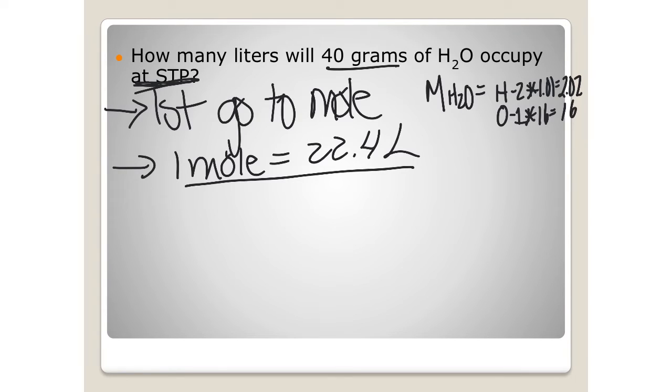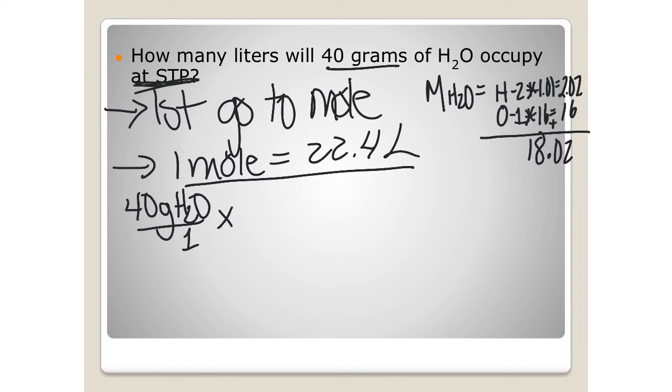And then to get molar mass, we said what you do is you add them together. So the molar mass of water is going to be 18.02. So that's my molar mass. So my first step is to get from mass to moles. And the way I do that is I take the 40 grams of the water, just like we've been doing since November-ish, and I set up my conversion factor to go from mass to moles.